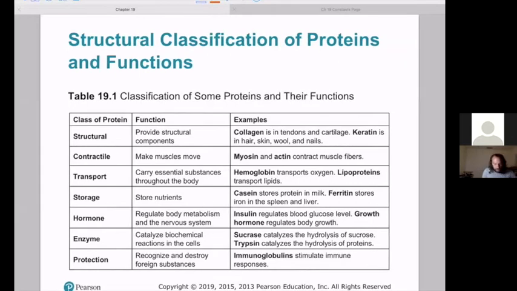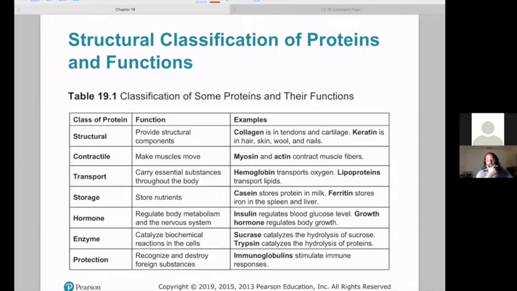So if we're going to classify proteins and their functions, structurally, collagen is a big one. That's in your more flexible tissues compared to hair and skin, which is keratin. Then your contractile proteins, which make muscles move. Transport proteins, so the things that are responsible for getting the sugar into the cell or getting a waste product out of the cell, that would be a protein. We talked about how starches are used to store energy. Your body actually stores energy in proteins as well.